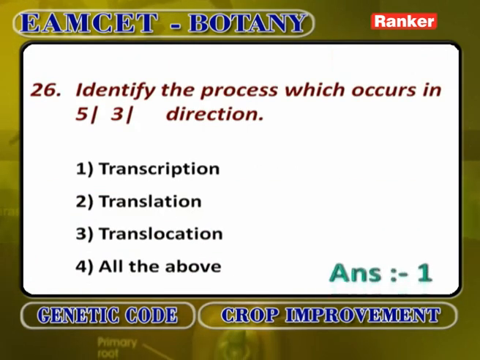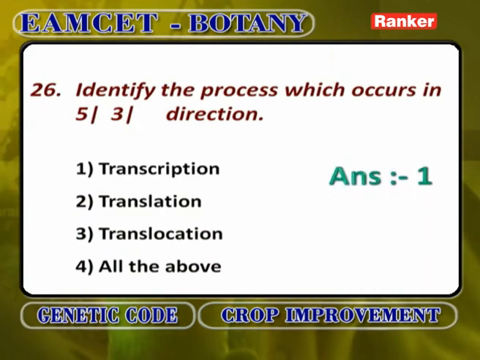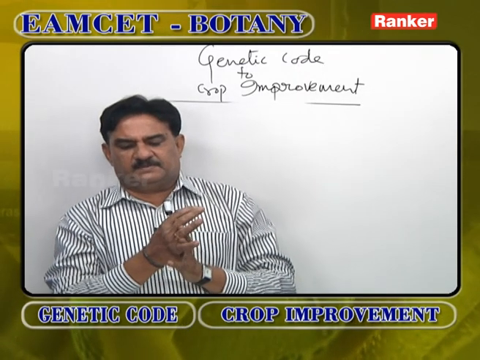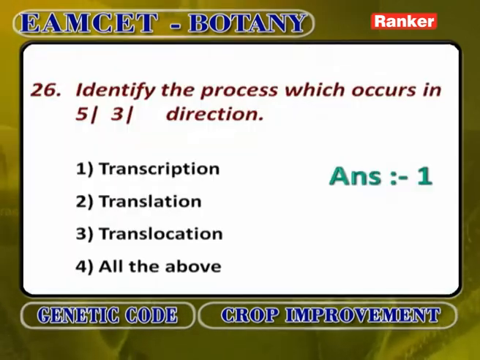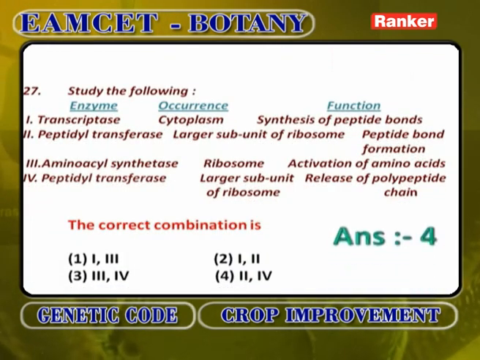GTP is not utilized. Identify the process which occurs in 5 prime to 3 prime direction: transcription. Transcription always occurs from 5 prime to 3 prime direction. Translation also occurs from 5 prime to 3 prime.